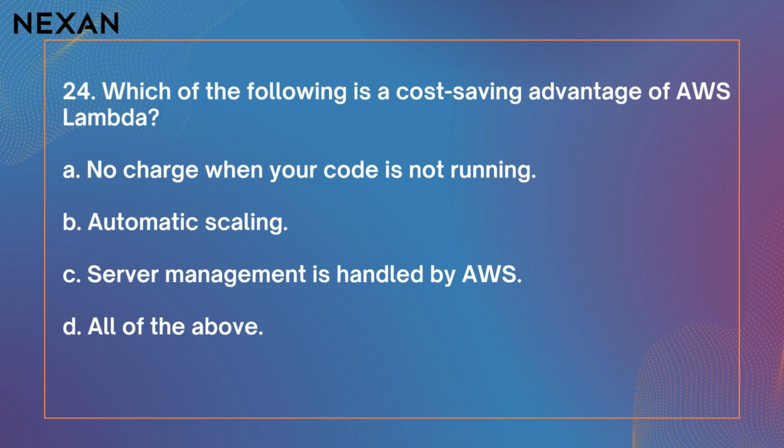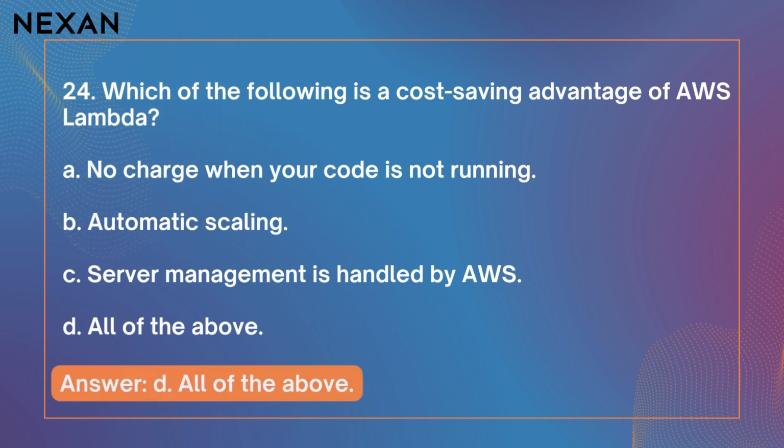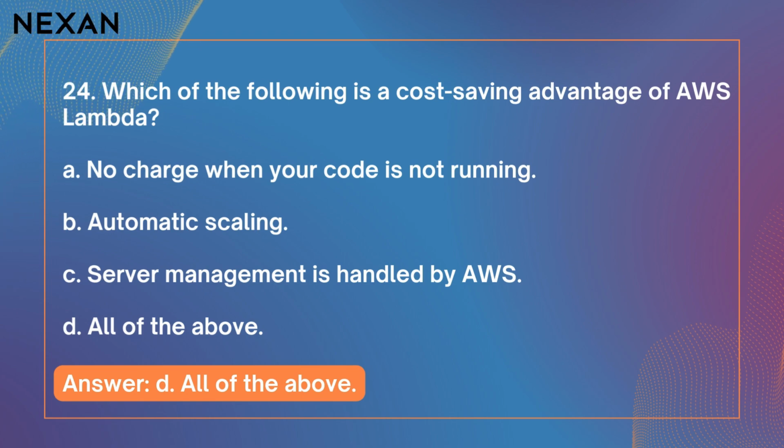24. Which of the following is a cost-saving advantage of AWS Lambda? A. No charge when your code is not running. B. Automatic scaling. C. Server management is handled by AWS. D. All of the above. Answer: D. All of the above.